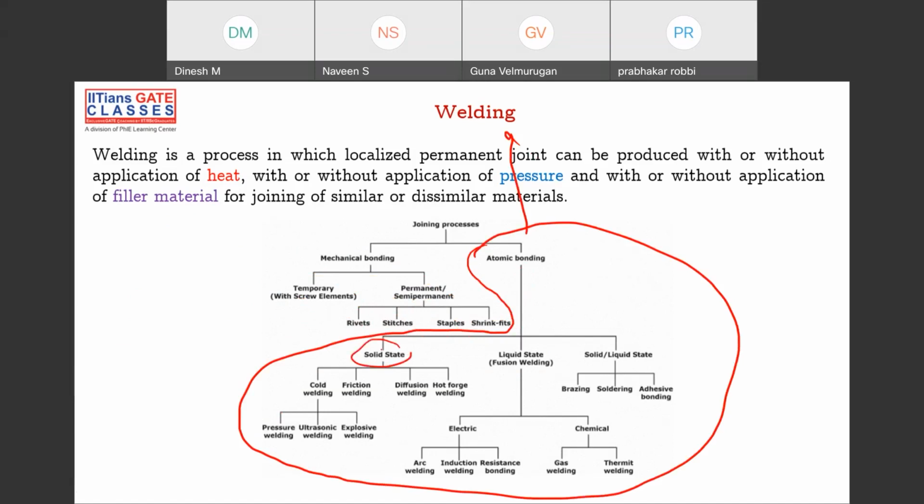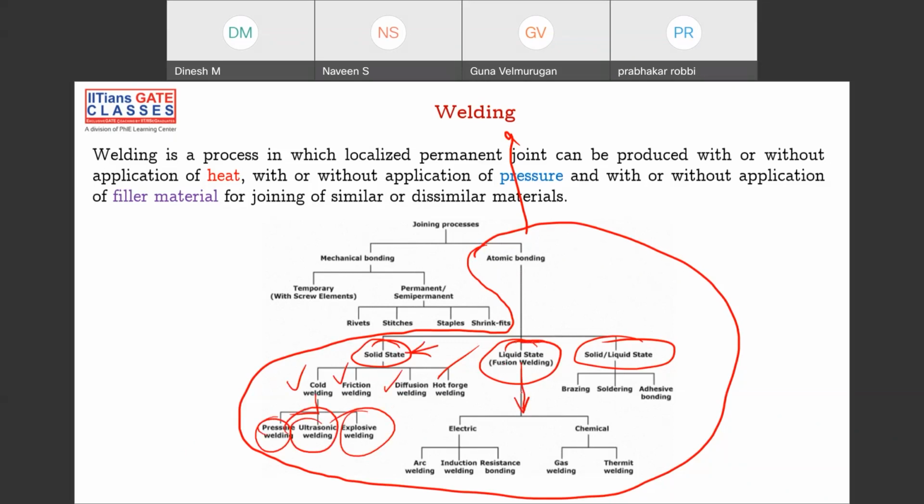In that we have solid state, liquid state, and solid cum liquid state. In solid state we have cold welding, friction welding, diffusion welding, hot force welding. Again in cold welding, pressure welding, ultrasonic welding, explosive welding, all these things are there. Okay. And liquid state, in the sense your liquid metal is being formed. Obviously here in solid state, there is no liquid metal.